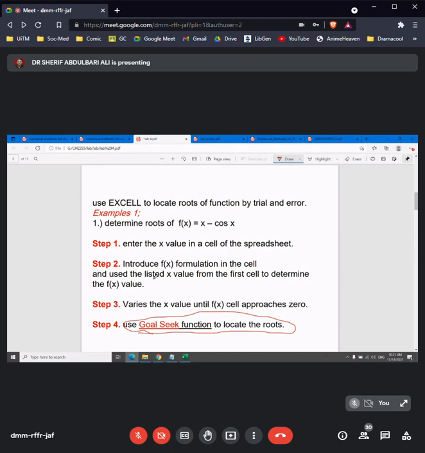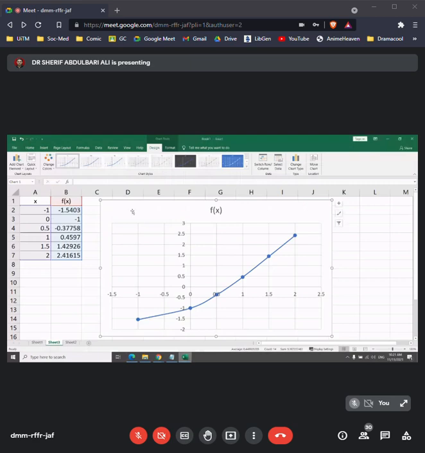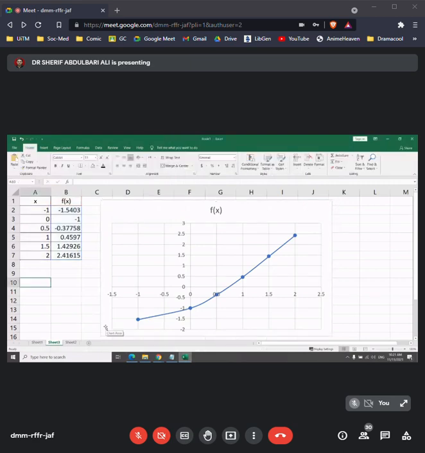So first we are going to enter the value of x in one cell. Then we are going to put the function in one cell. Then we are going to use the goal seek function to find the roots of the equation. So this is what we are going to do. Okay, let's start from here. This is x, and this is the function of x.